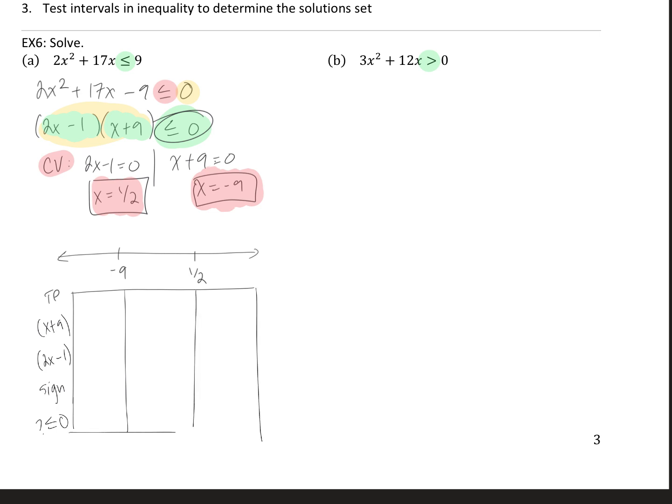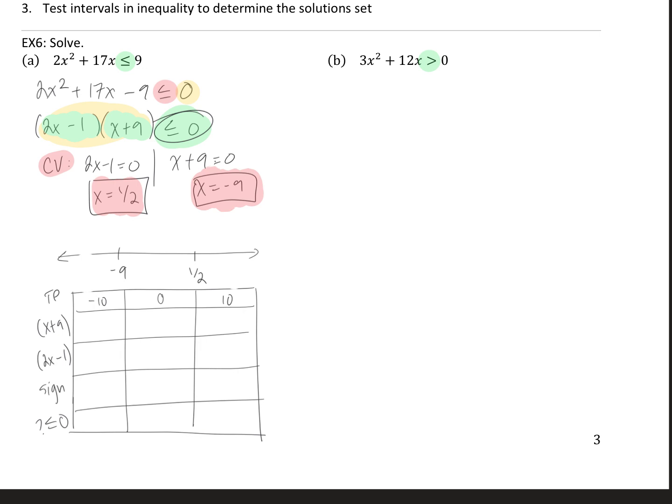Okay, so setting up our testing. I want to pick a test point from the interval less than -9. I'll pick -10. Then between -9 and 1/2, I'll pick 0. 0 is always a nice number to pick. And then what's a number greater than 1/2? How about 10? Again, I'm picking my test points from those intervals. You can pick whatever test point you want. I just pick those because they're easy numbers to work with. And then let's do the testing.